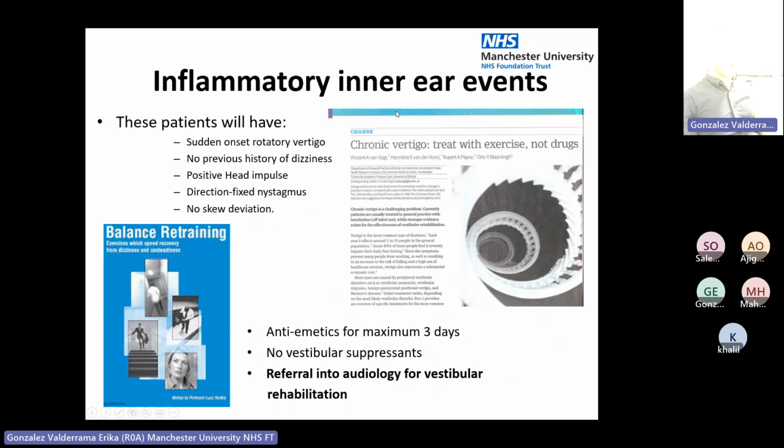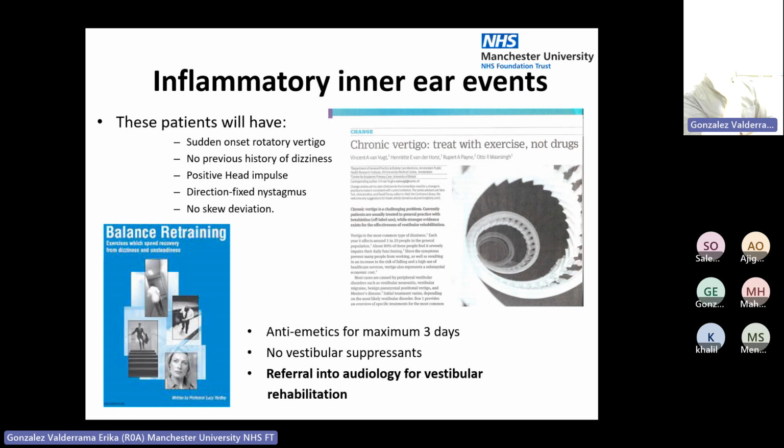Going back to what we're probably more comfortable dealing with, these people will have sudden onset rotatory vertigo that comes out of nowhere, usually no previous history of dizziness, and they will have a positive head impulse, which we'll get on to in a second, because their VOR is down. The labyrinth is not outputting to the brainstem, and they have no vestibulo-ocular reflex anymore. They often have direction-fixed nystagmus, and they don't have a skew deviation. Those things will make a bit more sense when I start talking about HINTS in a second.